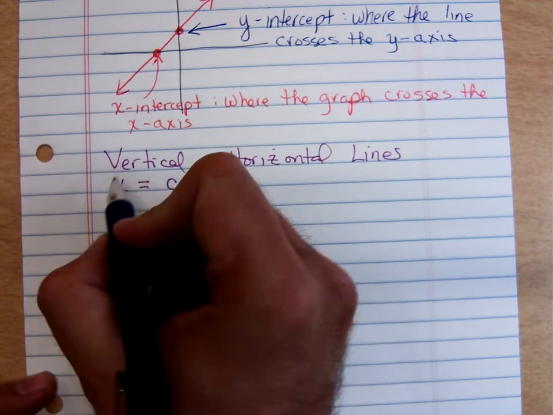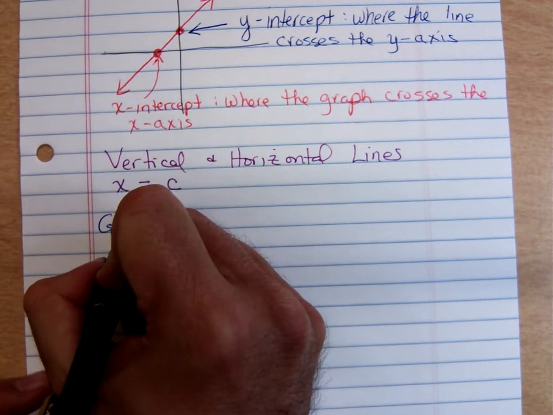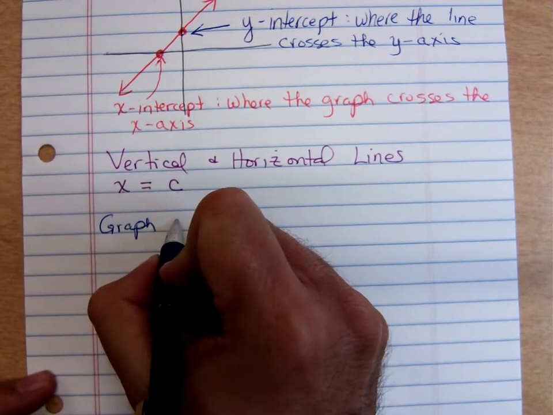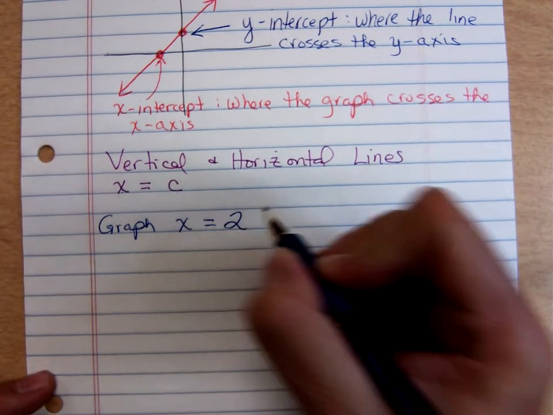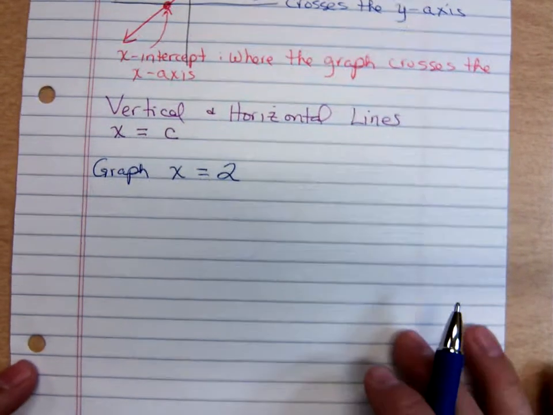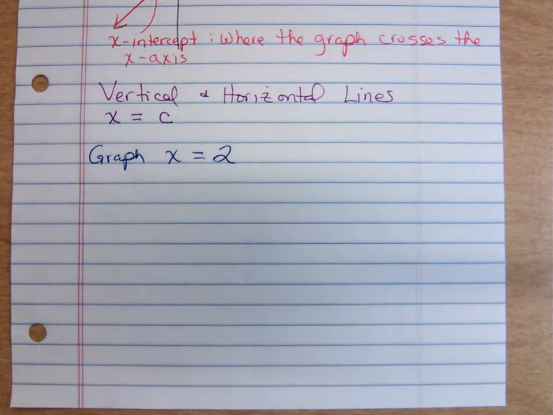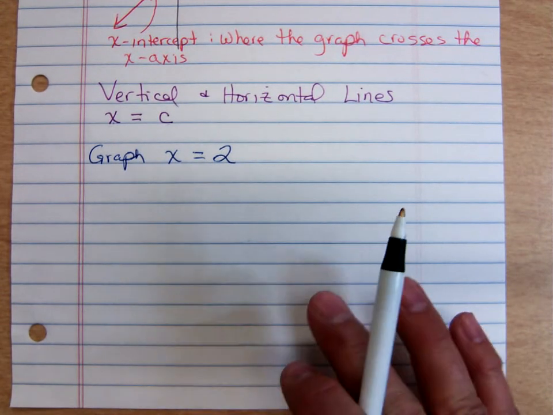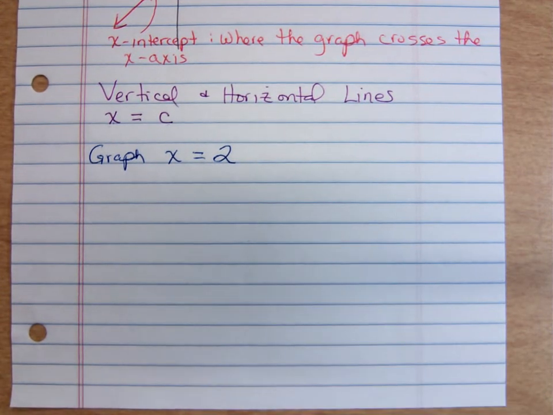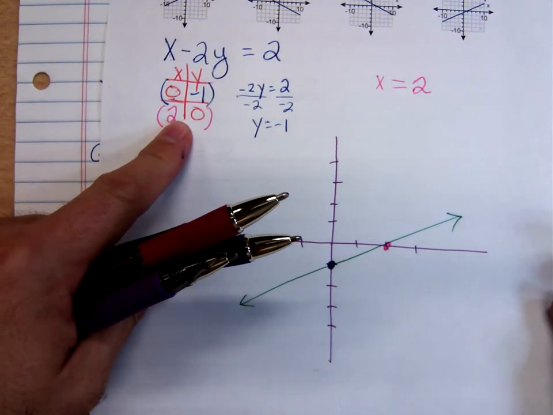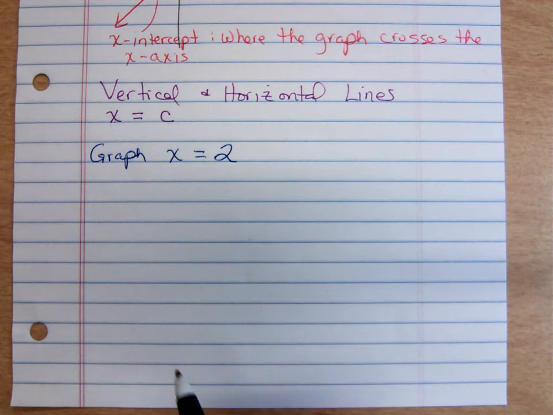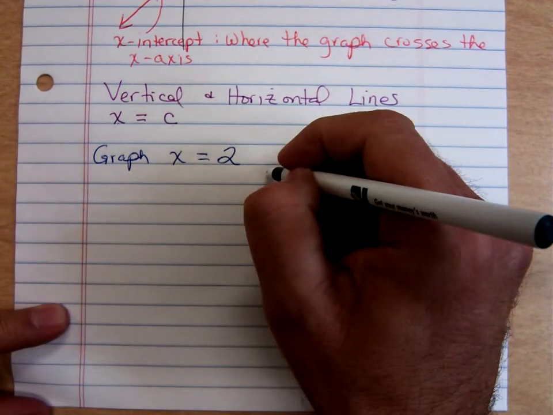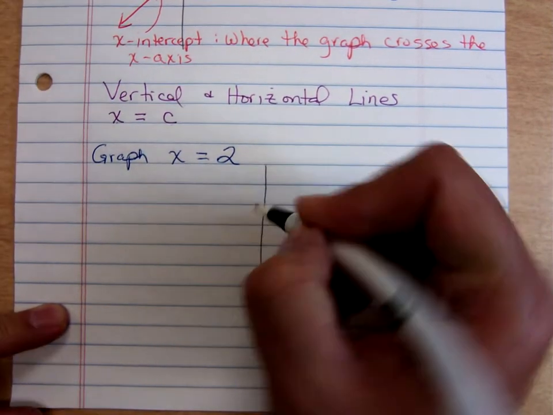If we wanted to graph x equals 2, suppose we were graphing x equals 2, you don't have to do this stuff here. You don't have to plug any numbers in. If there's only one variable, then here's how I think about it.